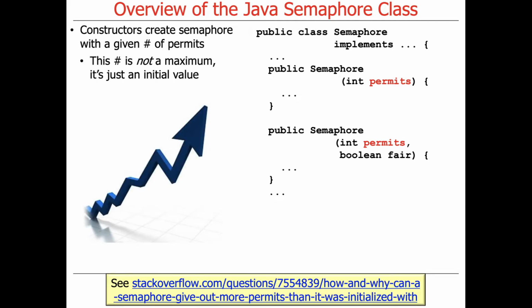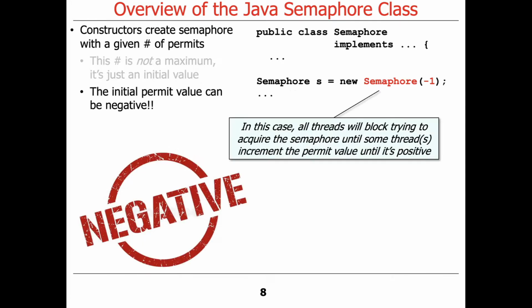Now, here's something really important to understand, and it's confusing at first because it seems non-intuitive. The value that's passed in here is not a maximum value. It's just an initial value. It just gives the permit count the initial value of whatever you pass in, but you can increment it higher than that if you want. Probably not a good idea, but it's possible.